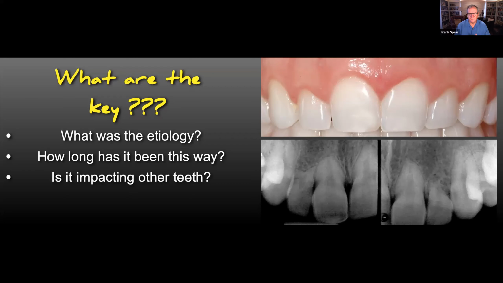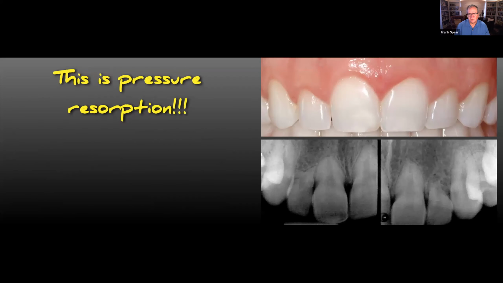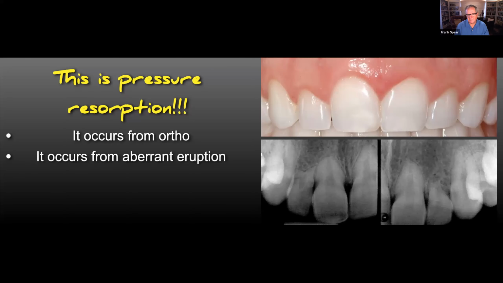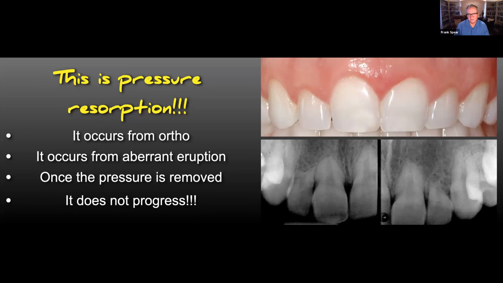Is it impacting other teeth? No. At age 8, it wasn't impacting other teeth. Will it progressively get worse? No. This is pressure resorption. Pressure resorption is what causes apical root resorption. It could be from the ortho itself, but in this case, it was from the aberrant eruption of the cuspids. Pressure resorption is an interesting phenomenon in that once the pressure is removed, the resorption doesn't progress. So these roots are not going to get any shorter. What they are is what they're going to be.